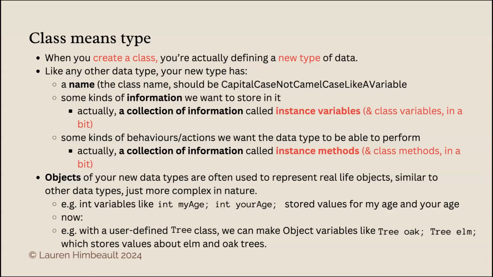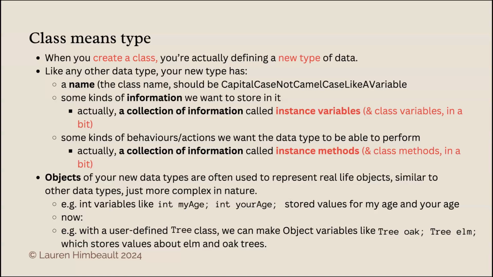And then also some kinds of behaviors and actions, the different types of actions that we would want to perform given the collection of information we have access to. These behaviors and actions are associated with methods, and they're called instance methods. The information that they often do work on are called instance variables. Again, there is another layer to this called class variables and class methods, but we will talk about that in a little bit.